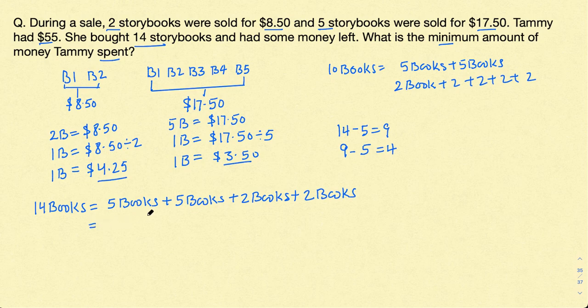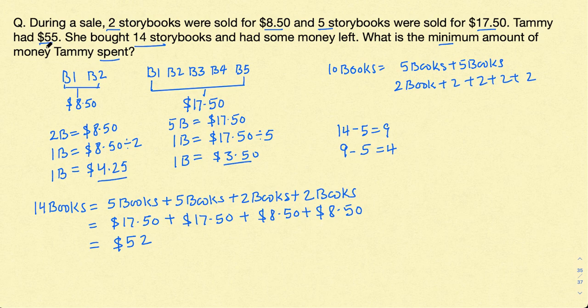So now just calculate the cost of these books. We know that 5 books cost her $17.50. The other 5 will again cost her $17.50, and 2 books will cost her $8.50. There are 2 sets of 2 books, so that will cost her 2 times $8.50. Now if you calculate it, it will be $52. See, it's still less than 55. So this is the minimum amount of money she is going to spend.